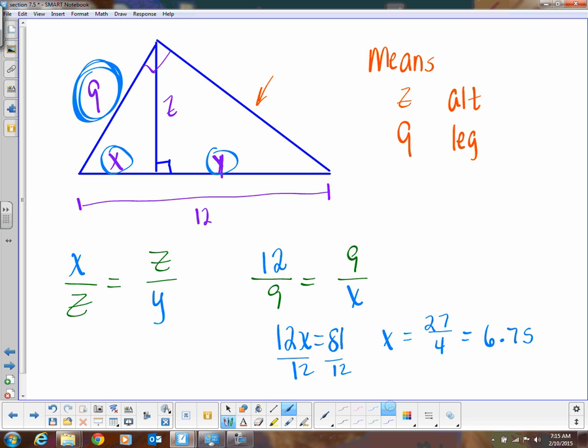Now, if this is 6.75, Caitlin, how are we going to get y if this whole segment is 12? Well, I'm definitely going to put 6.75 here, but I need y. And I know this whole length is 12. And I know this portion from here up to here is 6.75. Right. 12, the whole, take away 6.75, gives me the y, which is 5.25. So I'm going to put 5.25 here.